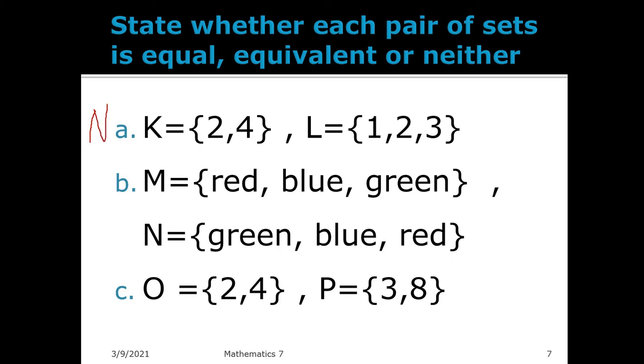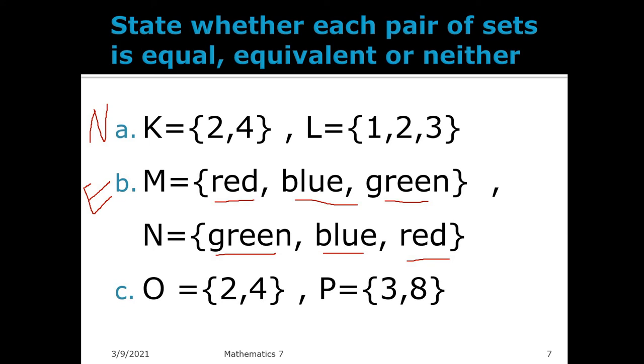So let's have letter B. We have set M, which is red, blue, green, and set N, which is green, blue, red. As you can see, it has the element red, it has the element blue, and it has the element green. The two sets have 3 elements, and they have exactly the same elements. So we can say that letter B is both equal and at the same time equivalent. So it can be applied to both.